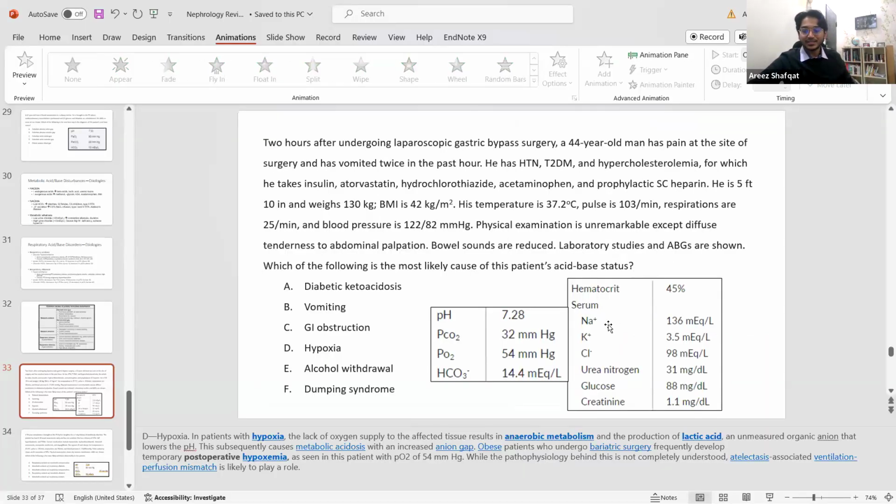So calculate this patient's anion gap, and you will see that sodium is 136, chloride is 98, bicarb is 14. So 98 plus 14 is 112, and 136 minus 112 is 24. So this patient has high anion gap metabolic acidosis. Okay.